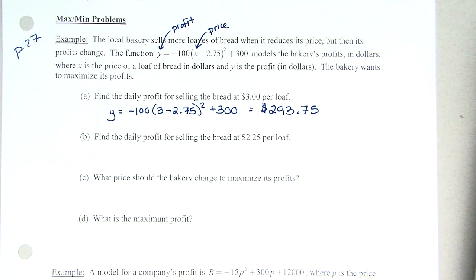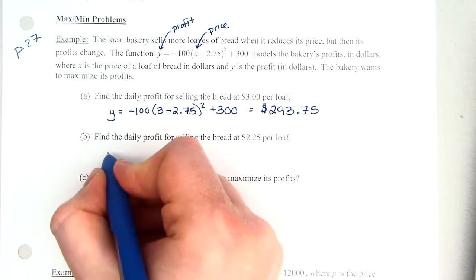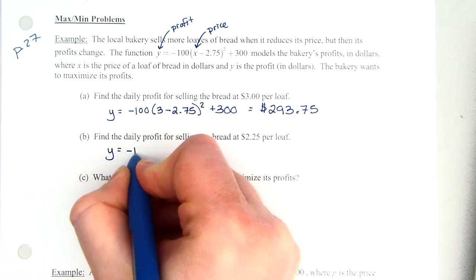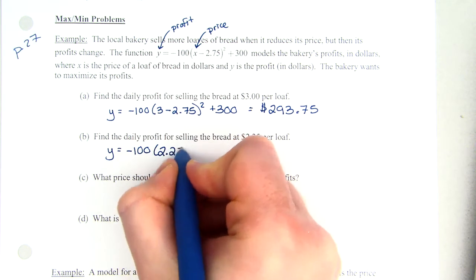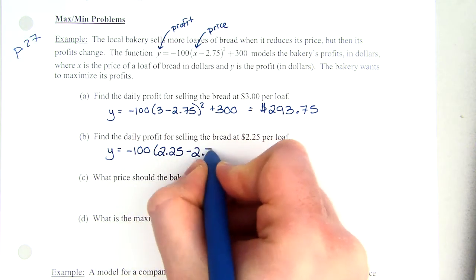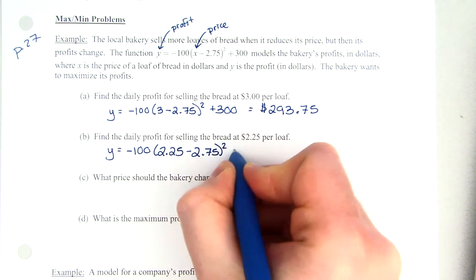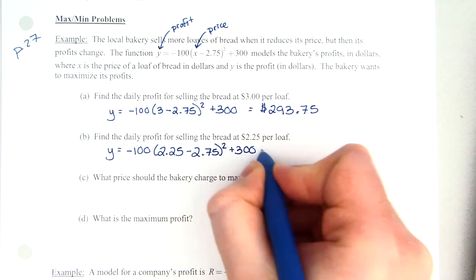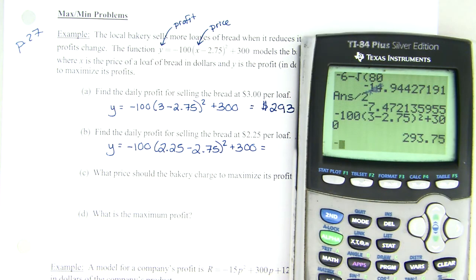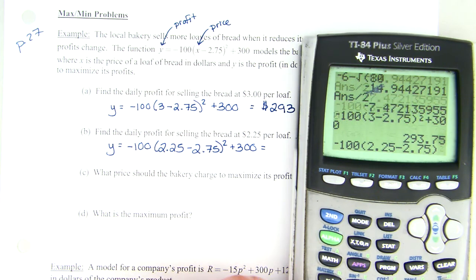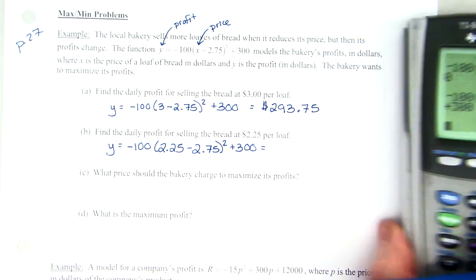Go do part B. Tell me the profit when they charge $2.25. Go do the exact same thing. I'm going to plug in $2.25 for my X. And let's see what we got. Negative 100 times 2.25 minus 2.75 squared plus 300. I'm getting 275.